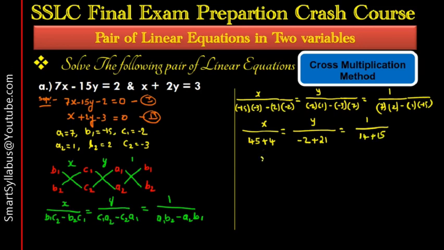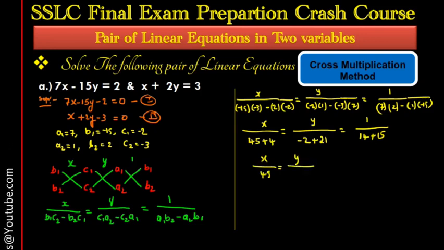The next step, students, x upon, just add these numbers according to this sign. So 45 plus 4 is 49, that's equal to y upon minus 2 plus 21. Both the numbers have different signs, so we subtract and write the sign of the greater number. So 21 minus 2 is 19, greater number is 21, its sign is plus, that's equal to 1 upon 14 plus 15 is 29. And this is the final step. From here we can get the value of x and y very easily.